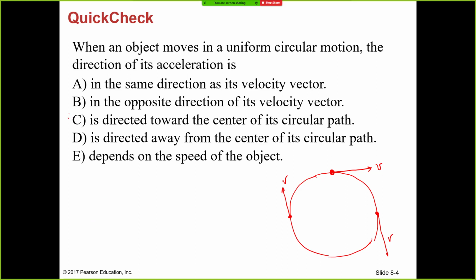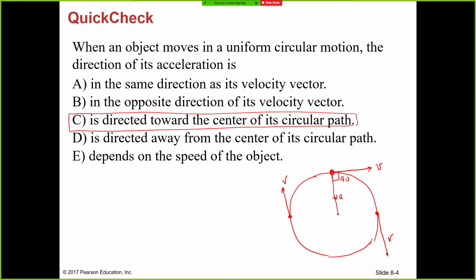Yeah, that's right. And what else besides this, what else can you say about the direction of acceleration? Another point you can mention here is that acceleration and velocity are always perpendicular.